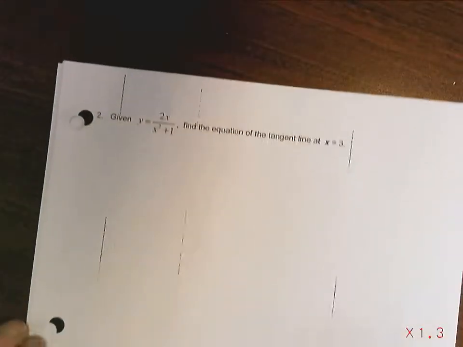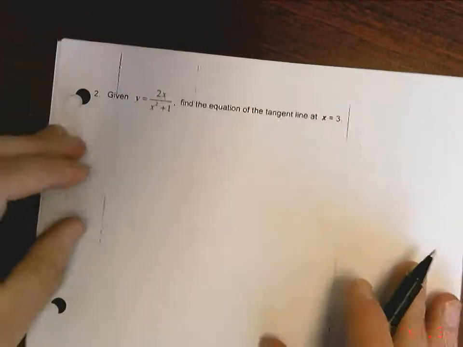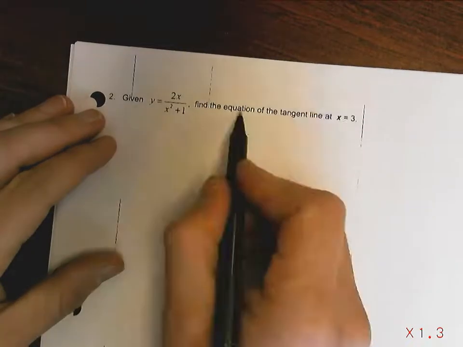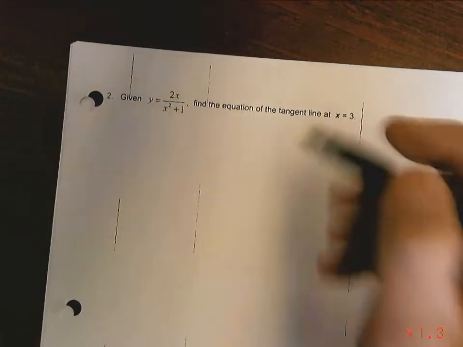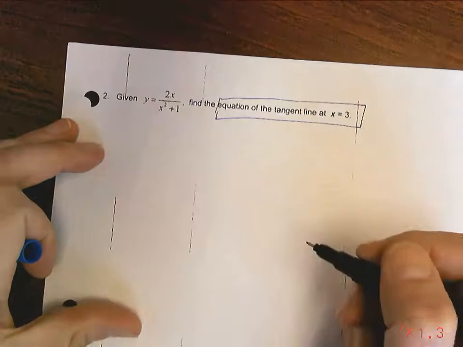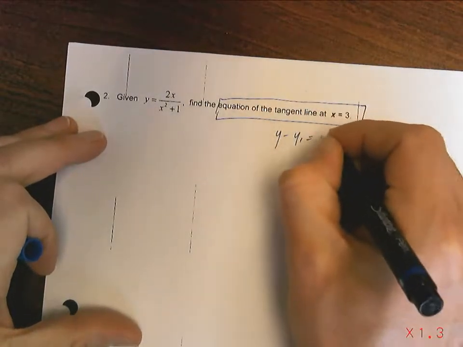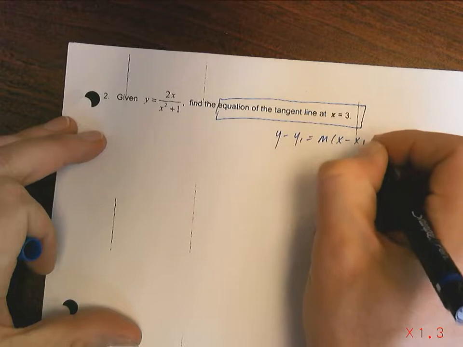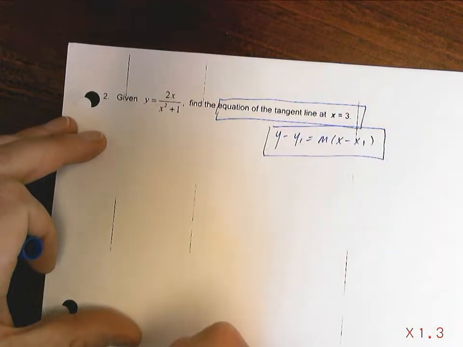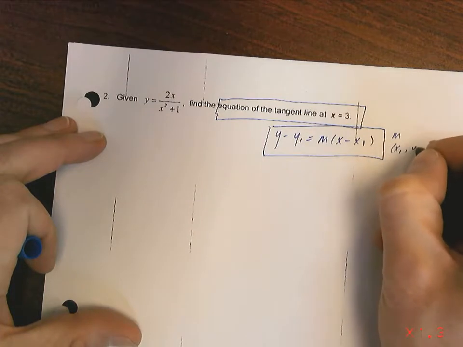So here we go. We have y equals 2x over x squared plus 1. This is definitely a quotient question, and it wants me to find the equation of the tangent line. Same question over and over again. So if I'm going to work with the equation of a tangent line, that's going to give me the equation of a line, and what I need is a slope and a point.